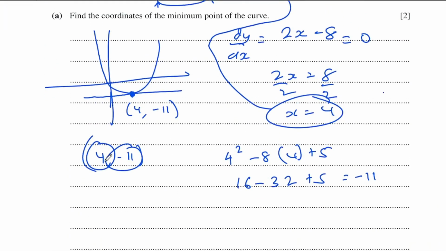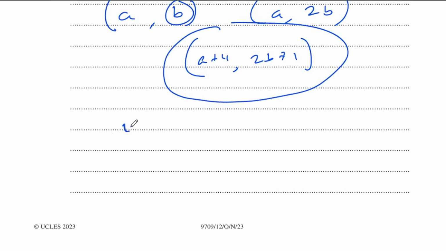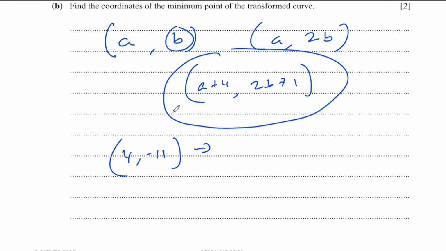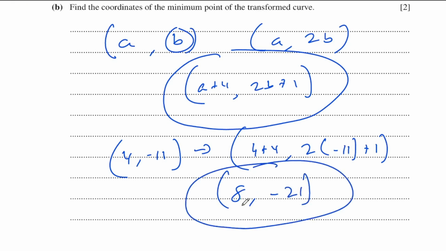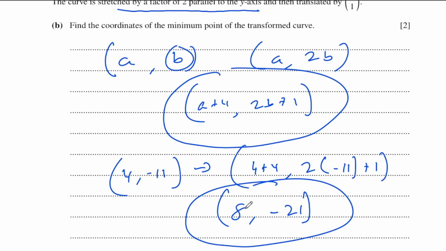So we had our point (4, -11). What's going to happen to this is your 4 is going to add 4 to it. So 4 plus 4, and then you're going to have 2 times negative 11 plus 1, which is going to become 8, and negative 22 plus 1 is negative 21. And that's going to be your new minimum point for the transformed curve.